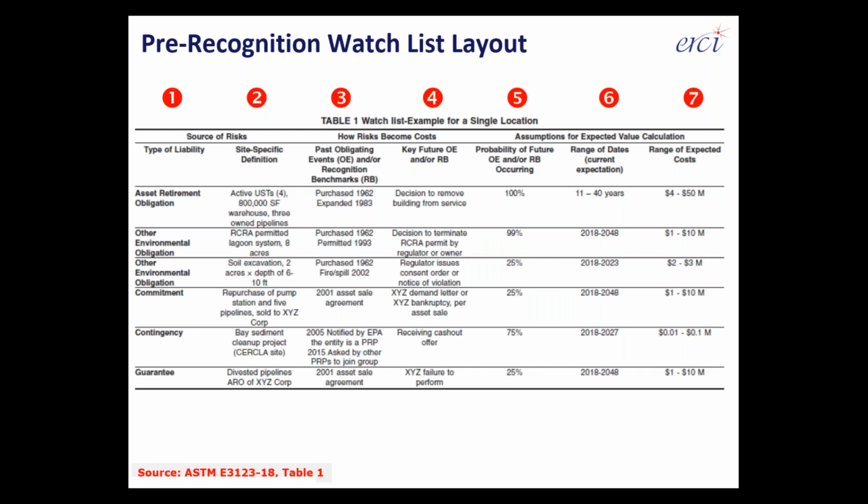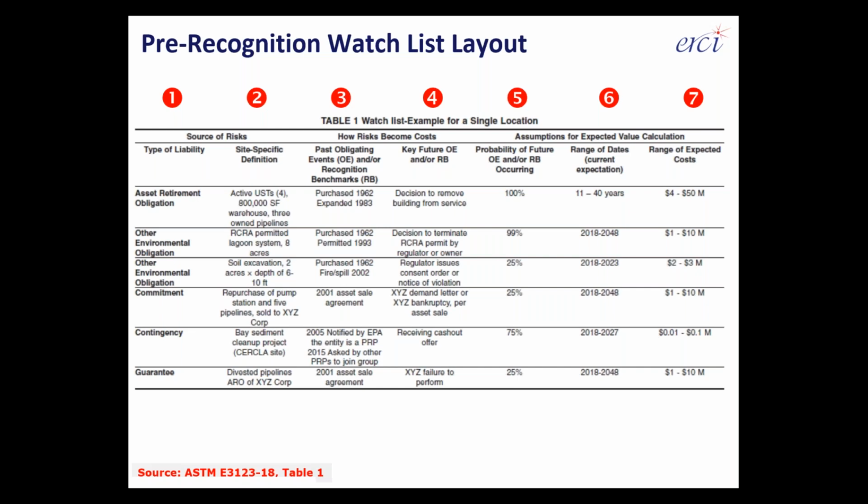Columns 3 and 4 refer to the previous couple of slides where we looked at past obligating events and recognition benchmarks in column 3, and in column 4, future obligating events and recognition benchmarks. The idea here in column 3 and column 4 is you're saying, what we definitely know so far and what we think might be coming up in the near future or in the distant future for the very same issue at the very same property.